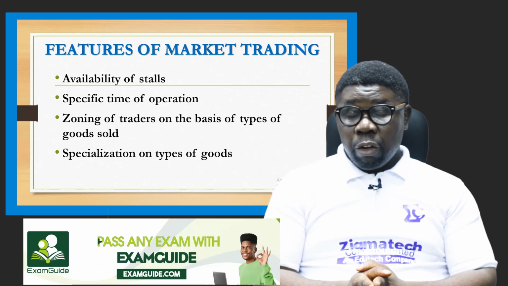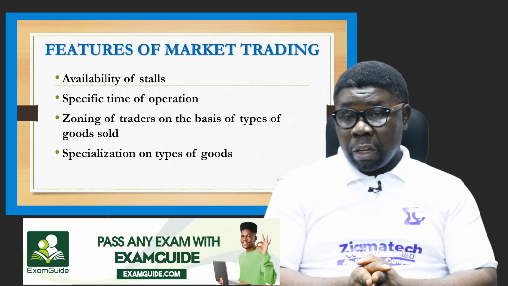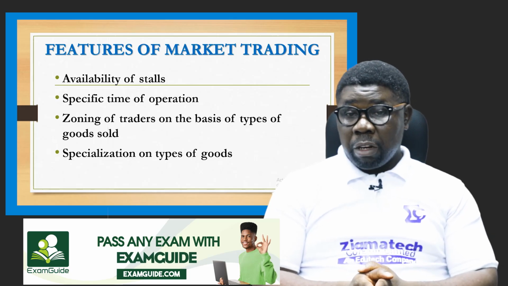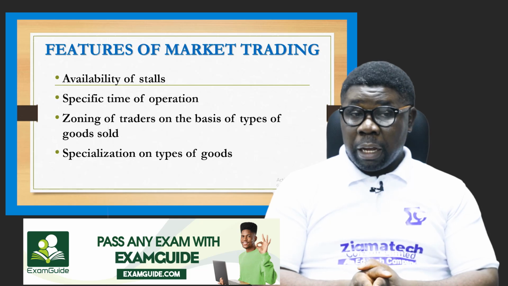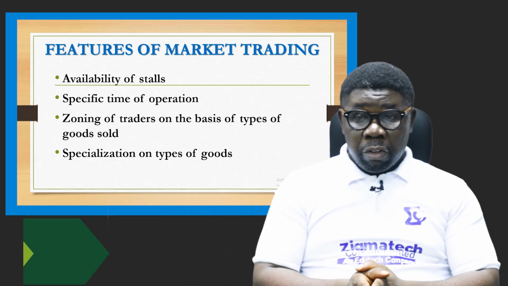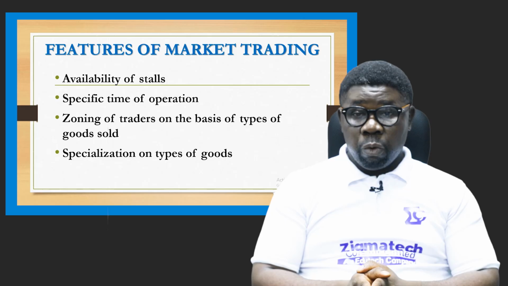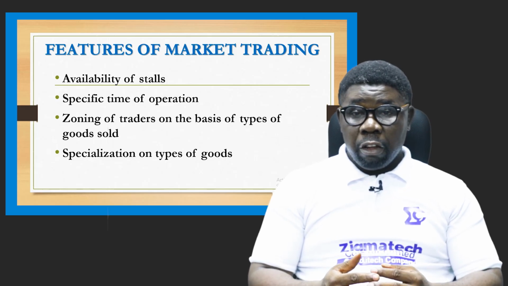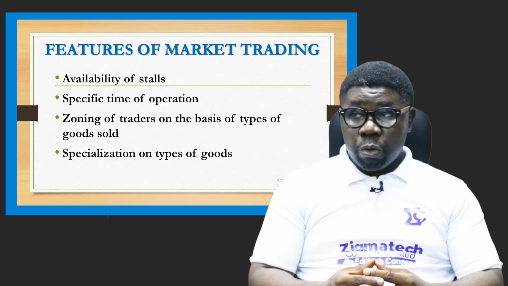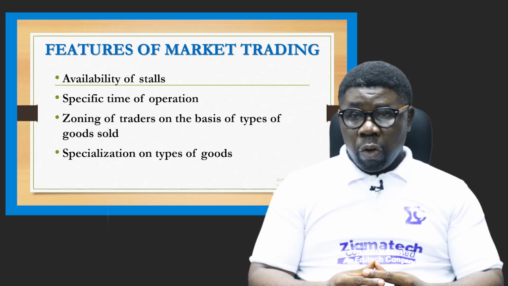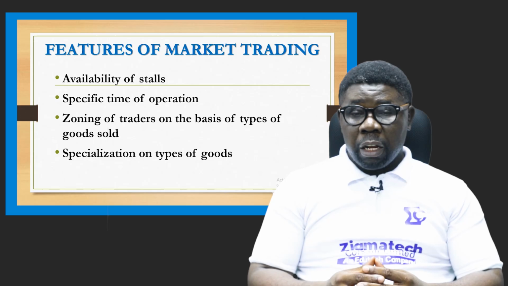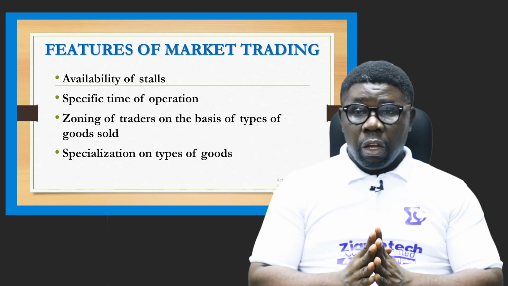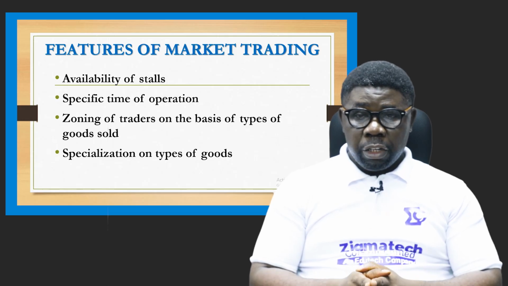Some are also allowed to sell in some markets, while others are not allowed to sell in that same market because of the excess supply. They are trying to manage the supply so that it doesn't become an excess supply situation that will affect the prices of the goods they sell, so that they can make good profit from it. So when they do this, they're trying to limit the supply volume to the market. So they zone this trading, or they group them and give them timing to trade. This is an example of the features of market trading.